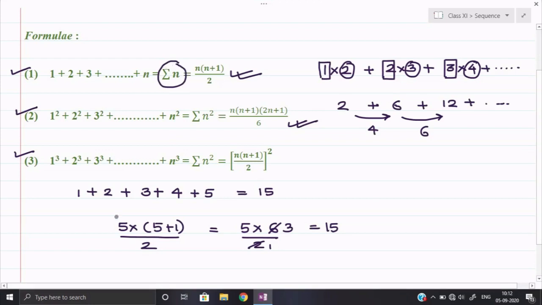So for summation n, we shall put n into n plus 1 upon 2. If summation n square is coming, then we shall put n into n plus 1 into 2n plus 1 upon 6. Similarly, we shall put the value of summation n cube. Sorry, here it will be summation n cube, please make the correction. Suppose summation n cube is coming, we shall put n into n plus 1 upon 2, the whole power 2. So in all such cases we need to put these values and we can proceed to find the sum of the given sequence.